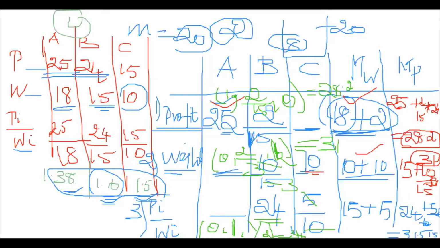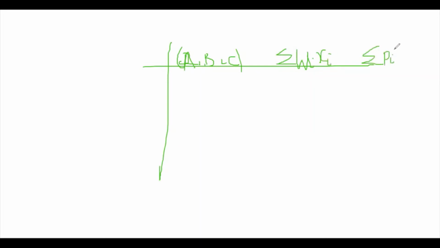Now we can move on. I just erase the table. What is the solution for the given problem? The solution is A, B, C. Okay, we will indicate for A, B, C the summation of weight into objects. X will indicate the objects. Summation of profit into objects.